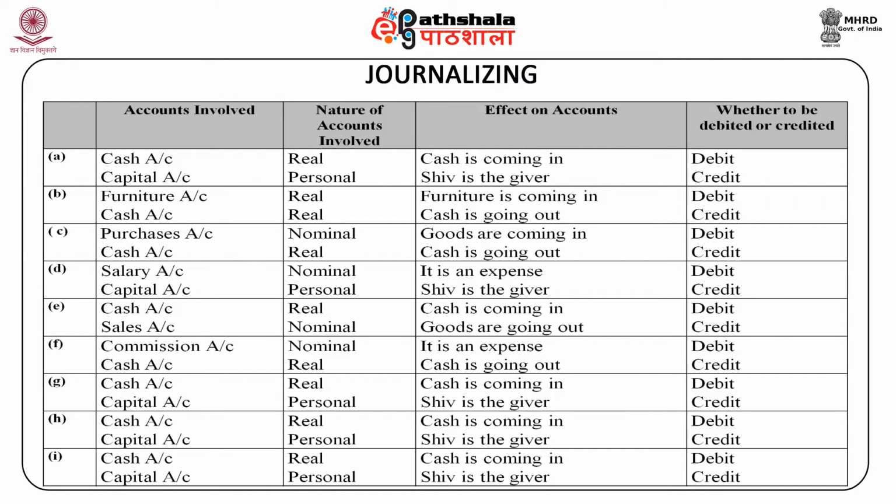I. Withdrew cash from bank for office use. In this case, cash and capital accounts are involved, out of which cash is a real account and capital is a personal account. So in this case, cash is coming in, so it will be debited, and Shiv is a giver, so it will be credited.